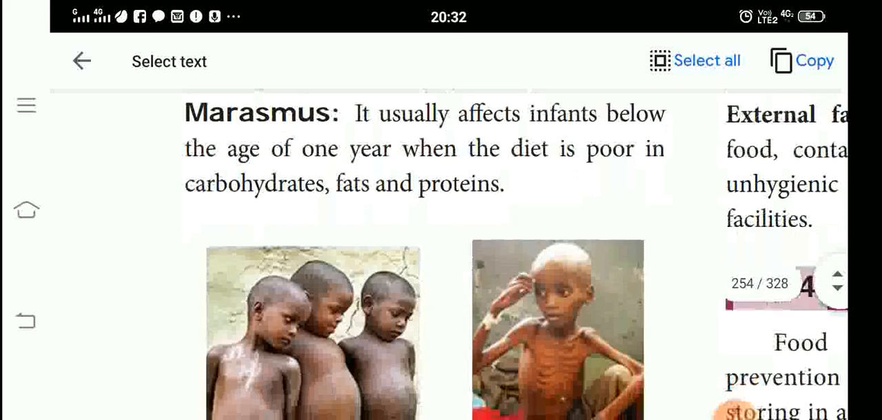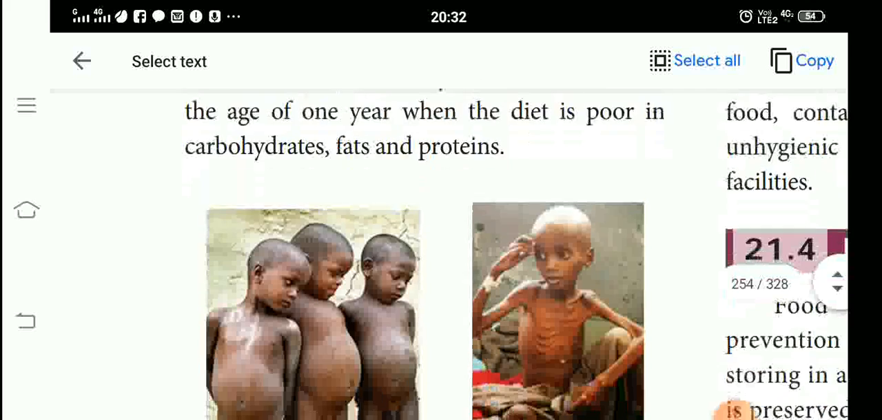Marasmus usually affects the infant. Infant means the baby below 1 year of age. And when the diet is poor in carbohydrate, fat and protein, if the baby is not having any of these three nutrients, it will lead to a disease that is called marasmus.